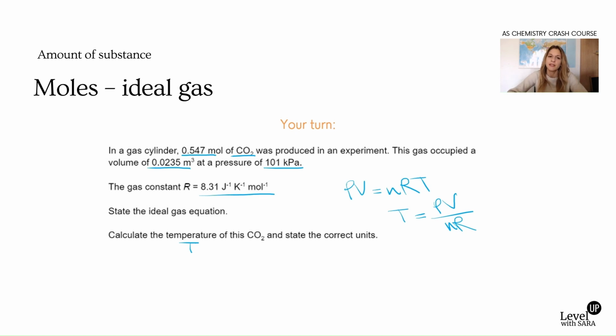We can look at the units. Do we have them right? What unit do we have to remember? Pressure is in pascals, volume is in meters cubed, and temperature is in Kelvin. Okay, we have them. Oh, we don't have them right. There we go. So this must be 101,000 pascals.